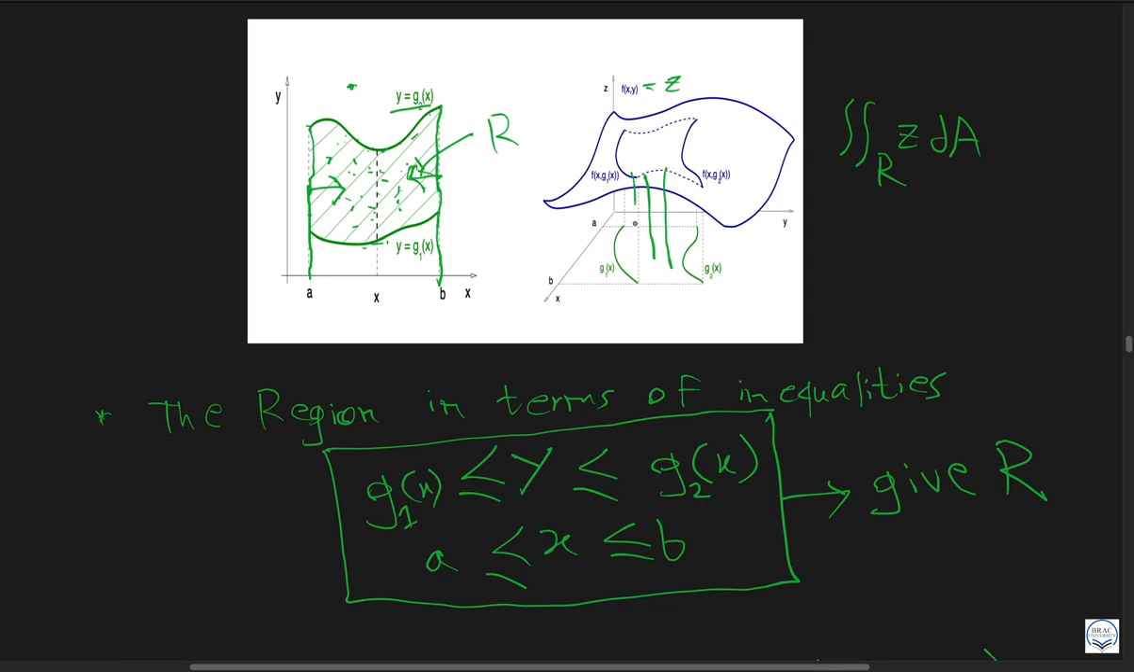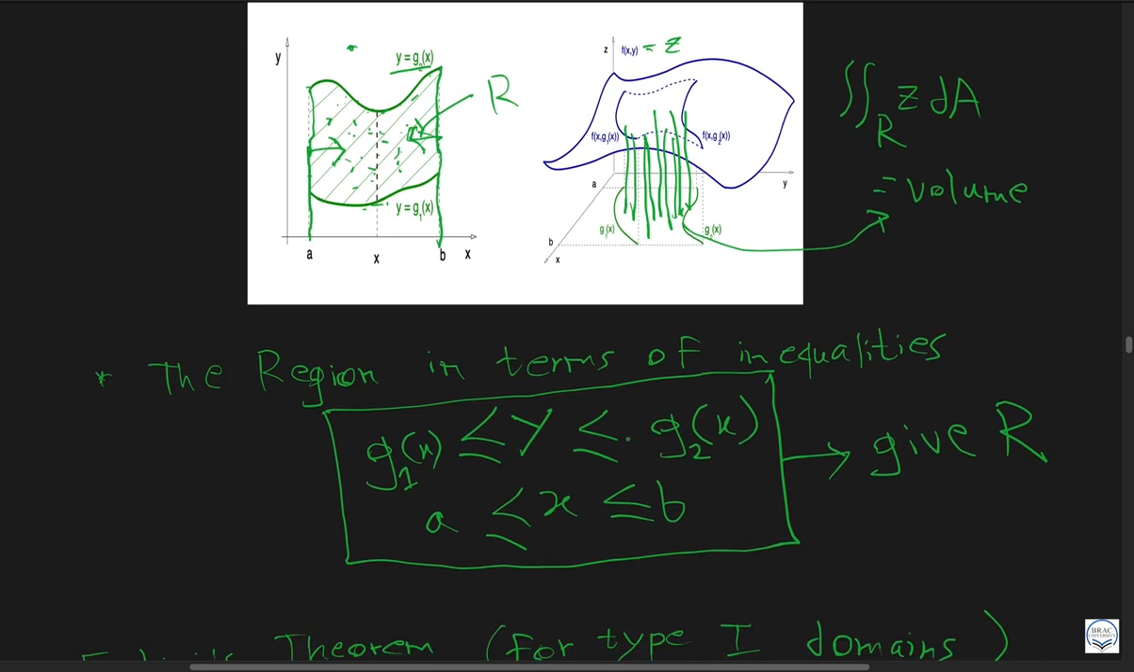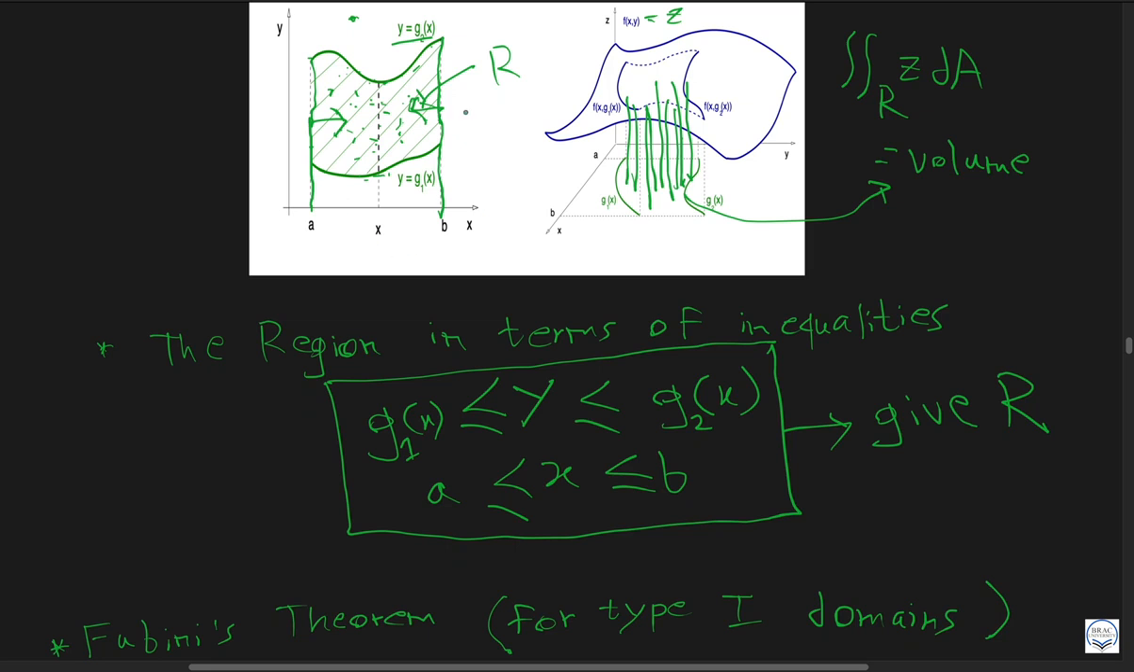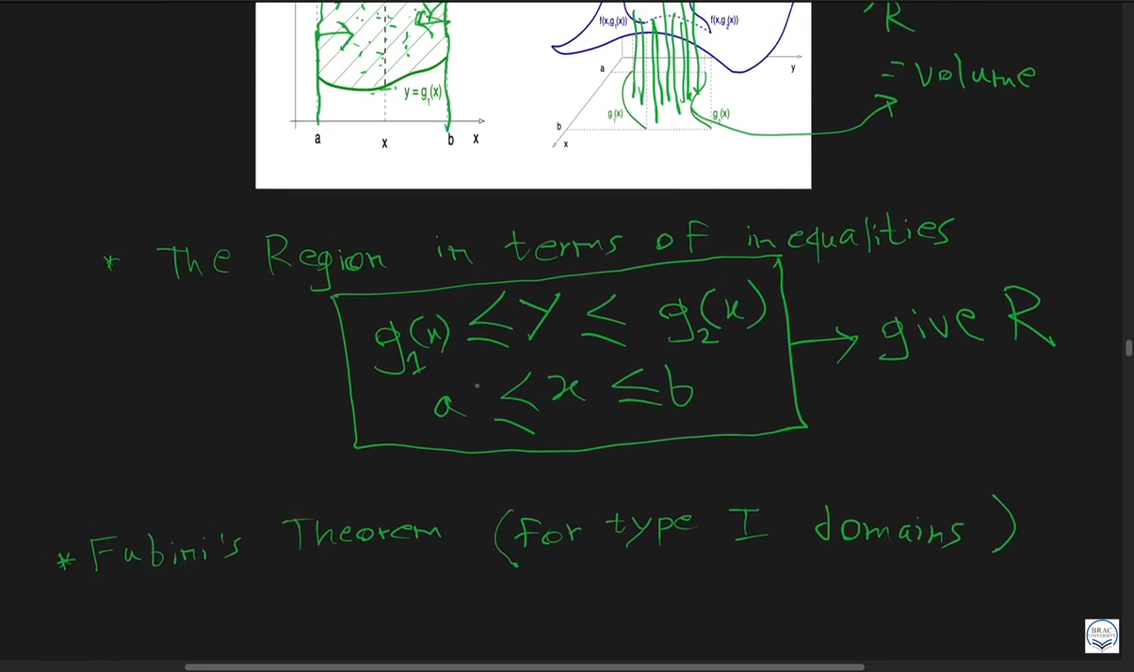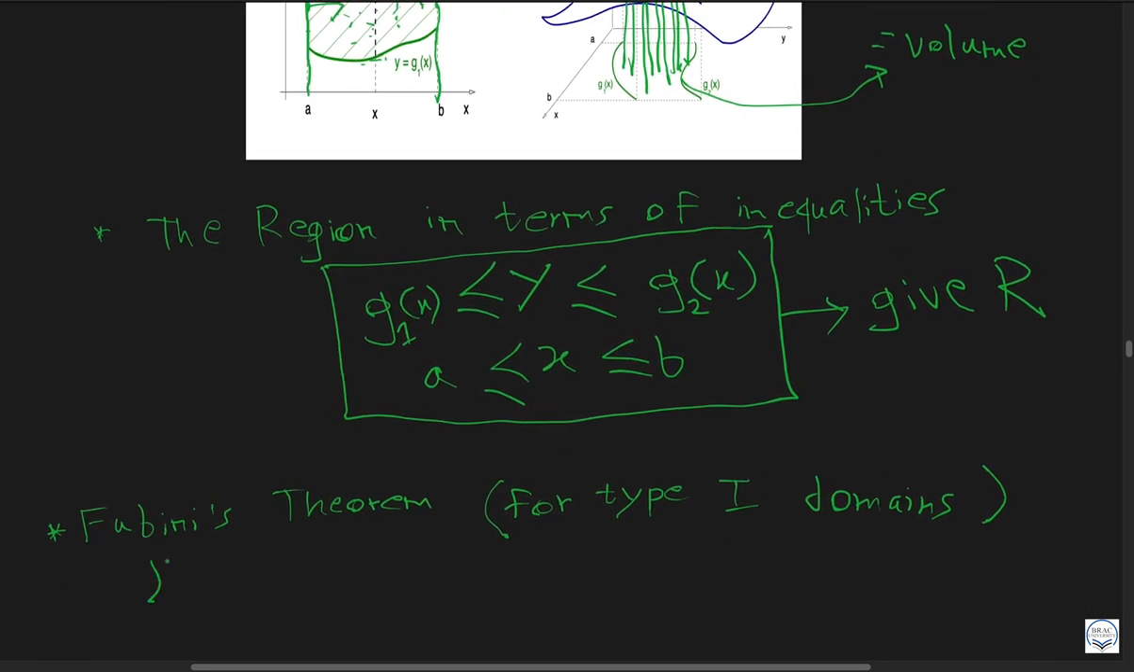Now let's say we have a function f of x comma y equal to z, and if we do this integration on this region R, we'll get this volume underneath the surface z and above this region, which is not rectangular, and this volume is the value of this particular integral.